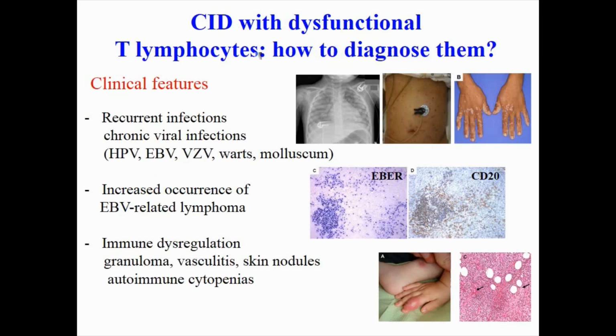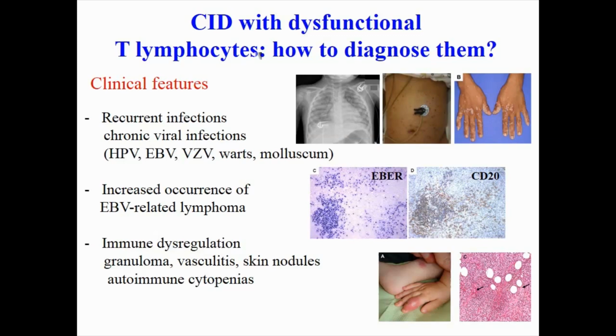So what type of infections do you often see in CID where the T cells are there but they are dysfunctional? They have very often recurrent or chronic viral infections, and some viruses more than others. They have often warts. They have often EBV, Epstein-Barr virus, and often the virus reactivates. So you can find chronic EBV viremia. They may develop shingles, or they may develop multiple bouts of varicella. They can develop molluscum.